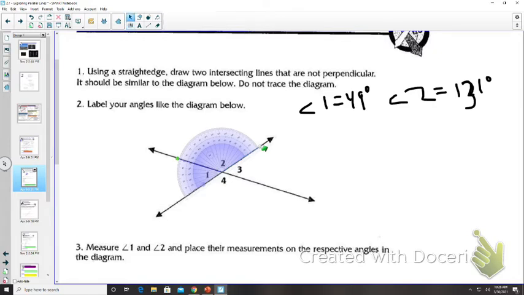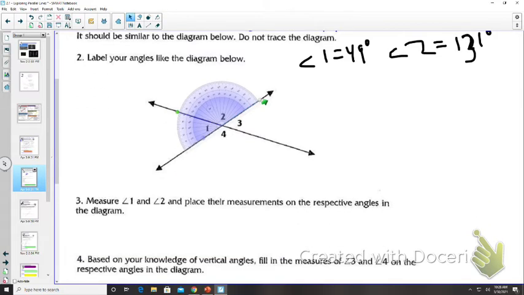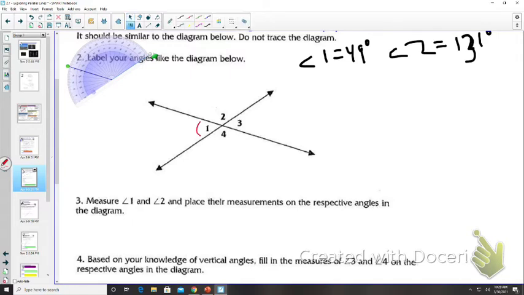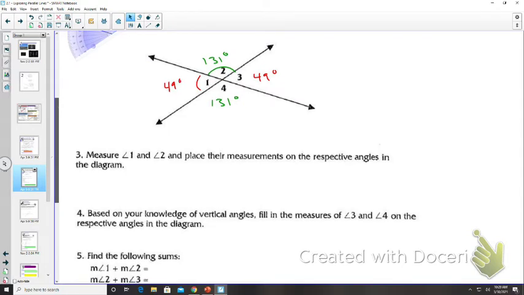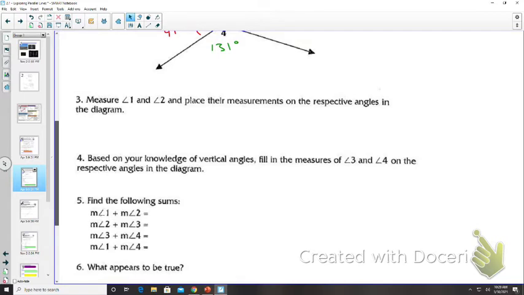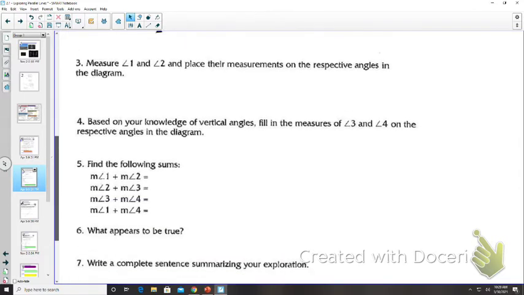Okay, so based off of what we learned from last slide, what did we learn from last slide? That opposites equal each other. Yeah, opposite angles are the same. Okay, perfect. So if angle 1 is 49 degrees and angle 2 is 131 degrees, then angle 3 is the opposite of angle 1, which means angle 3 is also 49 degrees. Good. And that must mean angle 4 is 131 degrees. You bet. Good. Okay, so measure angle 1 and 2, we did. Based on your knowledge of vertical angles, fill in the measures of angle 3 and 4, which we did.